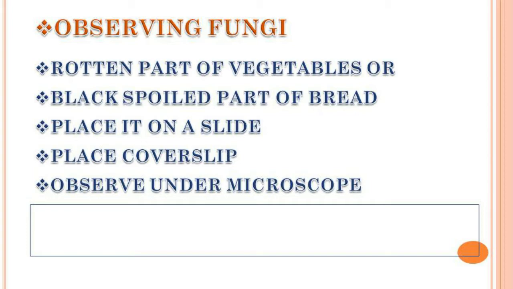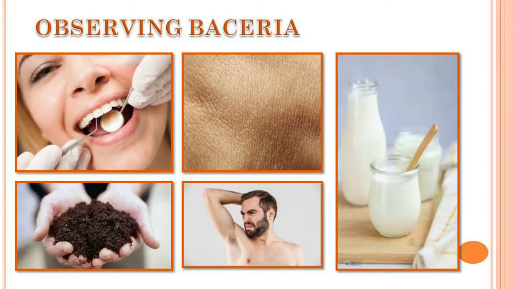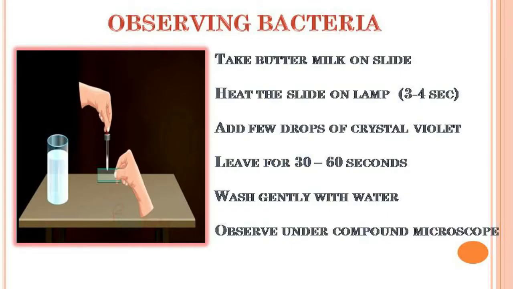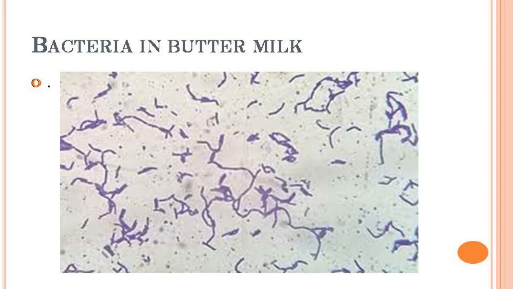Next we have seen how to observe bacteria and where they are present. They are present in the soil, on the skin, in armpits, in buttermilk and so on. In the experiment, we take buttermilk and heat it for some time on the lamp, add 2 drops of crystal violet, wash the slide gently, and observe under the microscope. You'll find the bacteria, which you can see on the screen. So this is all we have already seen.